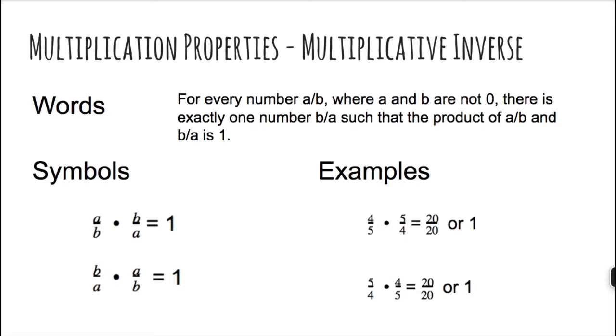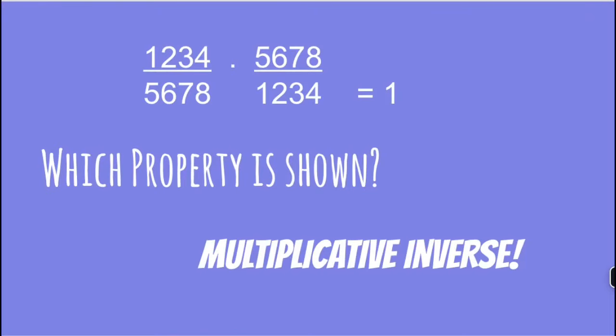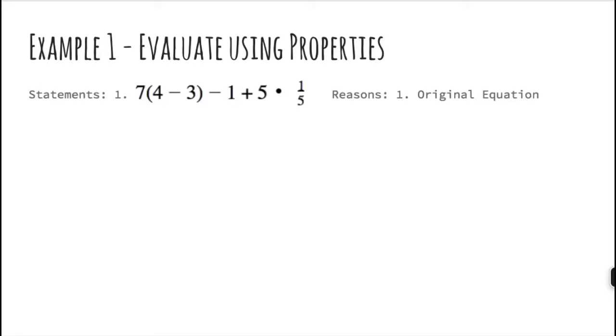Here's our next property quiz. Which property is shown here? We have 2 fractions, and the product of those fractions is 1. If you said the multiplicative inverse, you are correct. Next, we're going to look at a couple examples of using these properties.